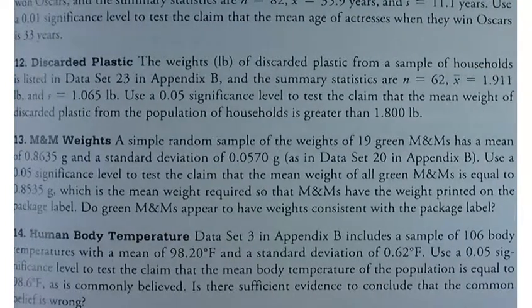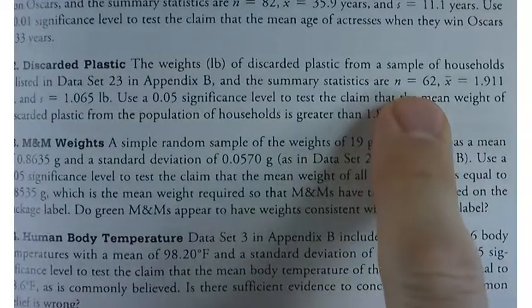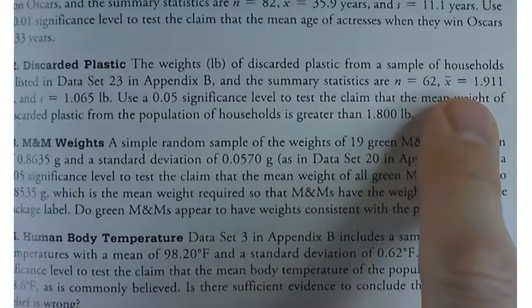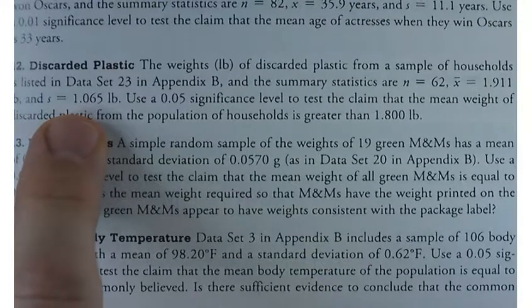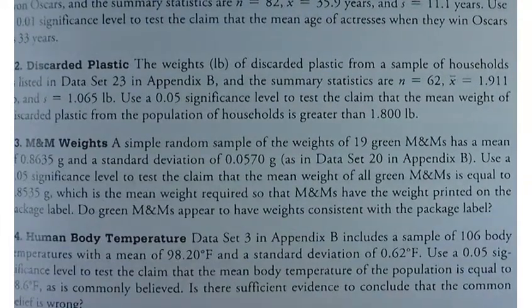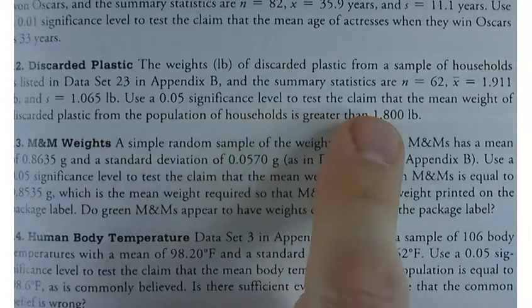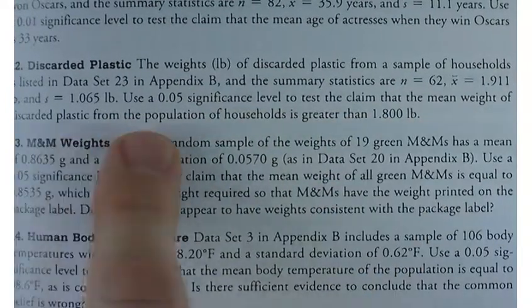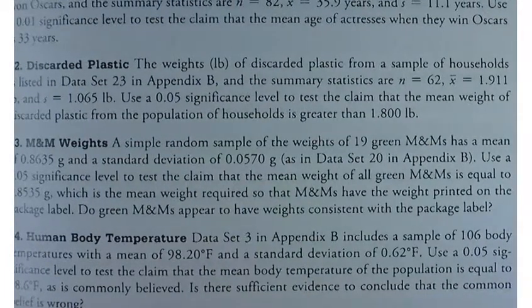The weights of discarded plastics from a sample of households is listed in dataset 23, Appendix B. The summary statistics are this: we had 62 samples, average weight of 1.911 pounds, standard deviation of 1.065 pounds. Use a 5% significance level to test a claim that the mean weight of discarded plastics from the population of households is greater than 1.8 pounds.